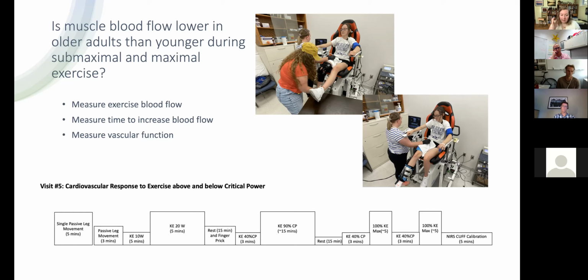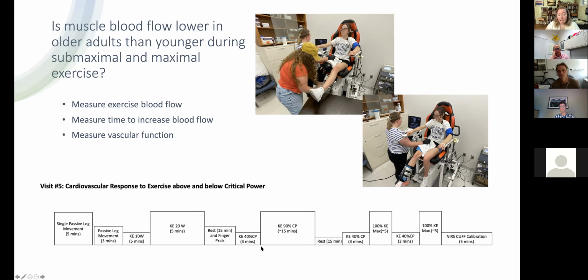And then at exactly 3 minutes, we have the subject start to kick so that there's contraction at 10 watts for 5 minutes. And then at the end of the 5 minutes, we increase the wattage to 20 watts and have the subject continue kicking for another 5 minutes. During this test, we will have a researcher scan the femoral artery so that we can see the changes in blood flow, and measure the time to increase blood flow or to that steady state. At the end of that exercise, we will perform a finger prick and measure our hemoglobin concentration of each subject so we can compare that between our young and our old.